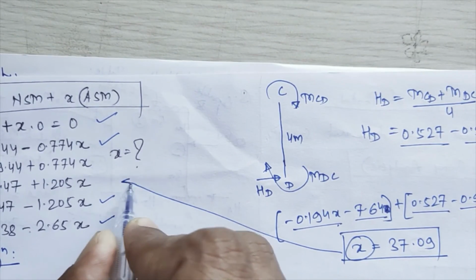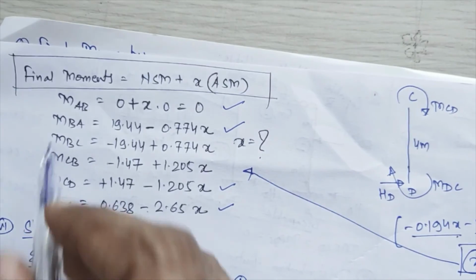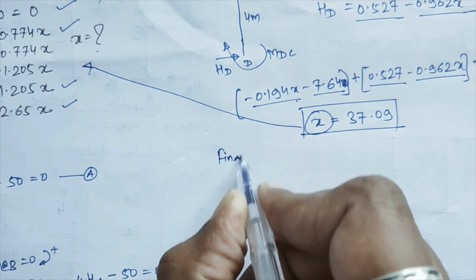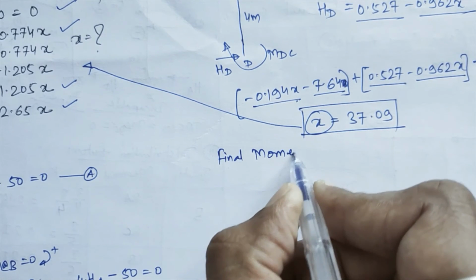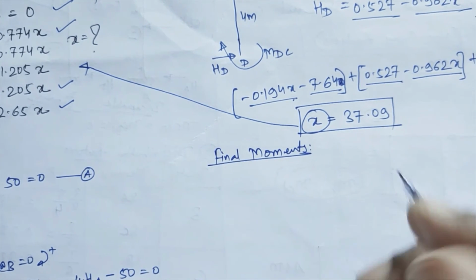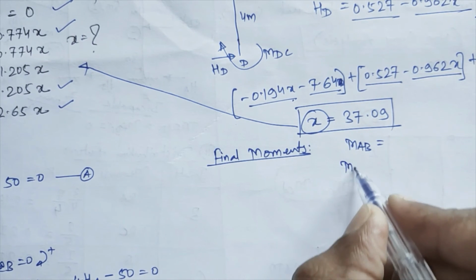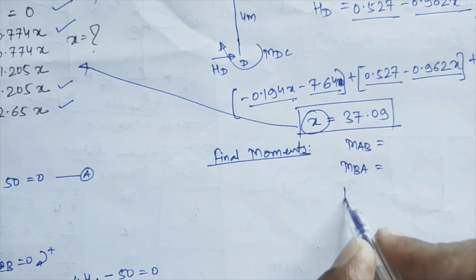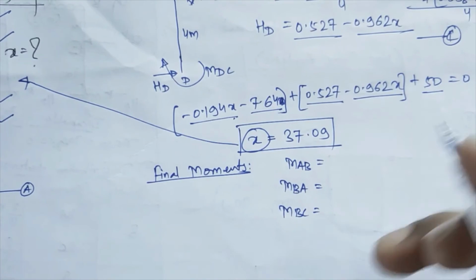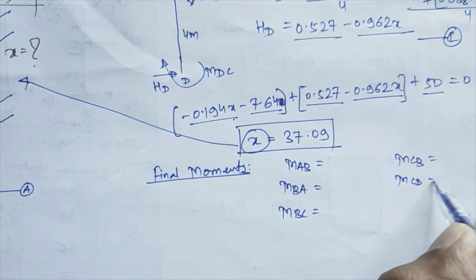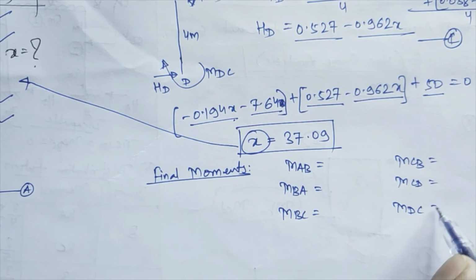So now I'll substitute this X value in these equations, and I'll get the final moment values. So here I'll write those final moments after substituting X: final moments MAB, MBA, MBC, MCB, MCD, and last is your MDC.